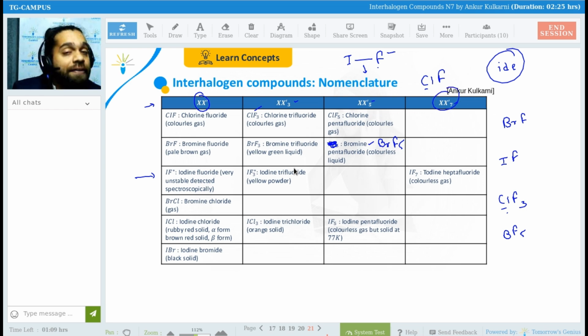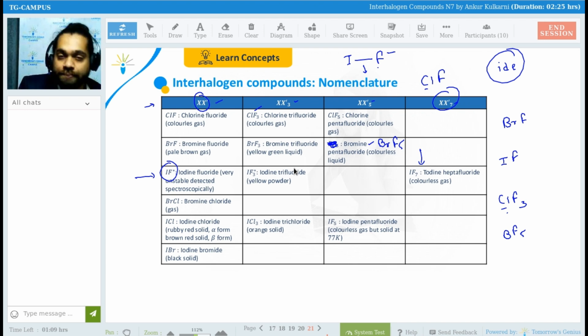So for XX7 generally only one compound is there, that is IF7. For XX dash mostly all compounds exist except IF. IF does not exist. Like, it exists, but it is very unstable. Is it clear till over here? Give me a yes or no in the chat box. Is it clear, everyone?